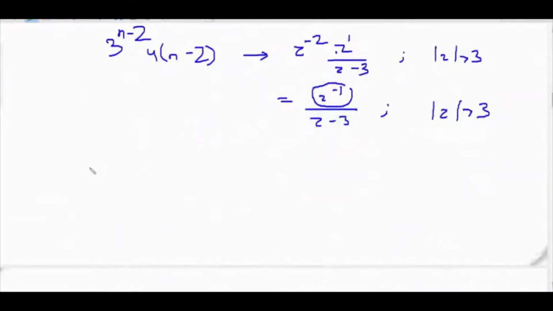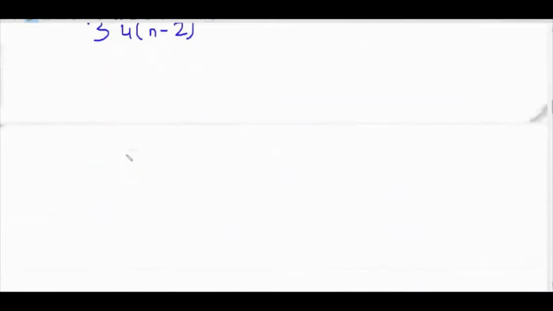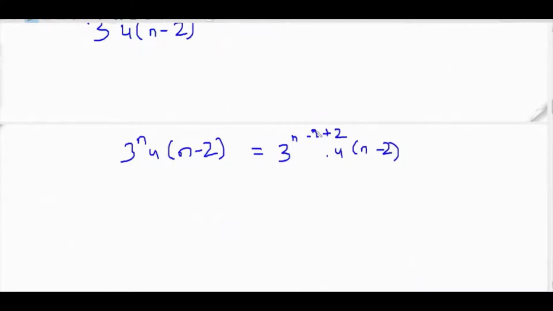Suppose we want the Z transform of 3 raised to n u of n minus 2. Here the shift is in u of n minus 2, but the shift is not present in 3 raised to n. So first you should adjust the shift here, then use the time shift property. 3 raised to n u of n minus 2 can be written as 3 raised to n minus 2 plus 2 dot u of n minus 2. The plus 2 minus 2 is the adjustment: the amount by which we have the shift, that much you should adjust.